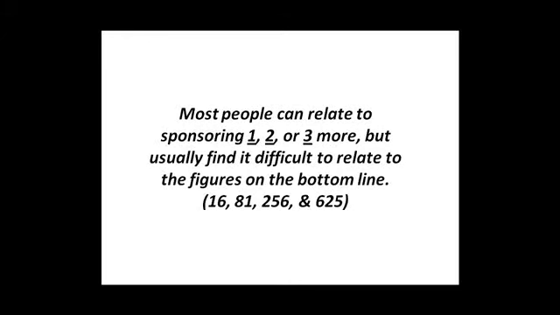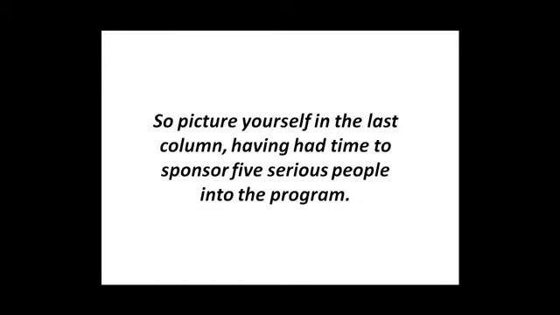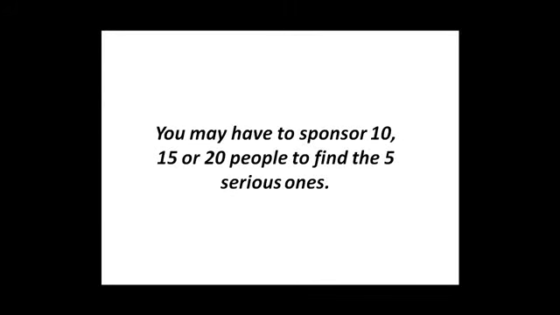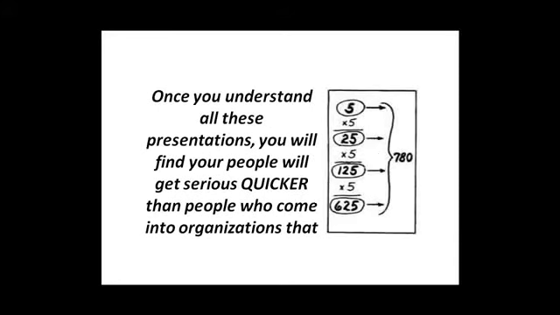Most people can relate to sponsoring 1, 2, or 3 more, but usually find it difficult to relate to the figures on the bottom line: 16, 81, 256, and 625. So picture yourself in the last column, having had time to sponsor 5 serious people into the program. The 5 at the top of the column represents the ones you get sponsored who want to get serious about building a business of their own. You may have to sponsor 10, 15, or 20 people to find the 5 serious ones.